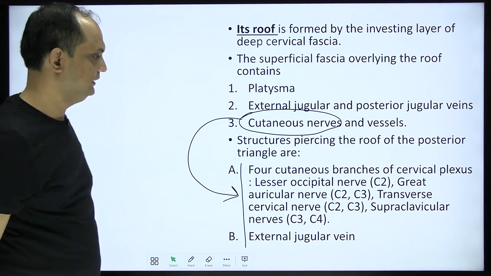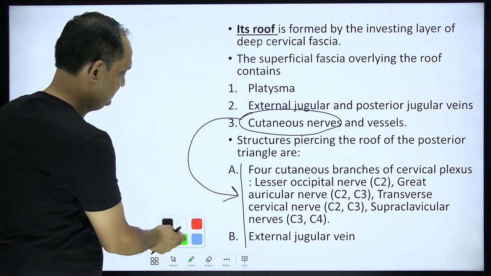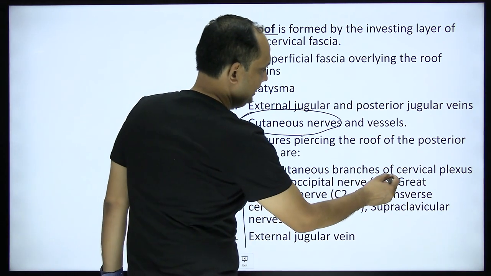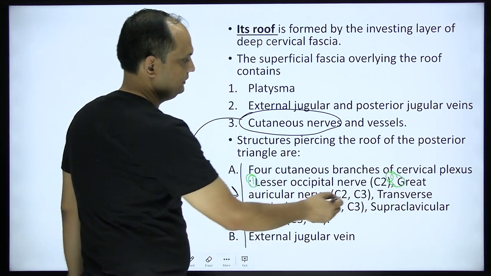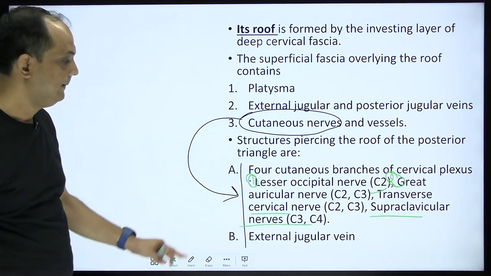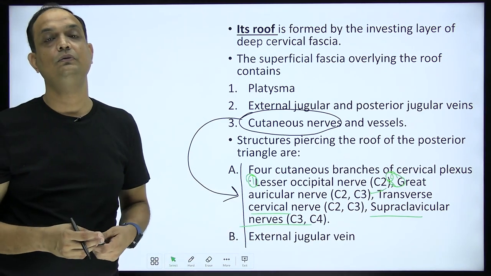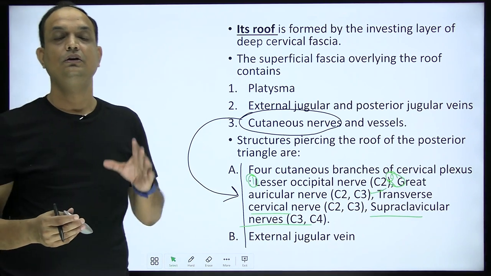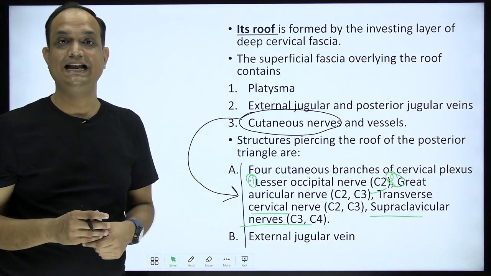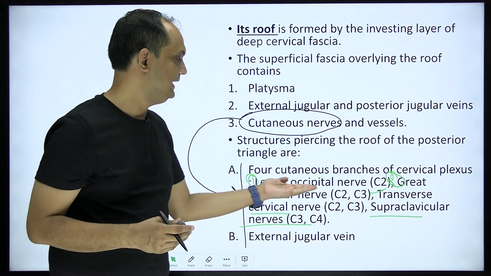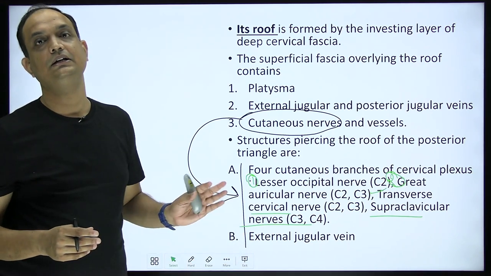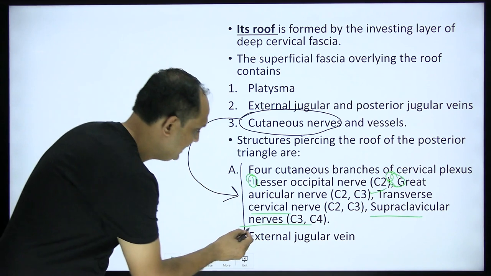तो कौन सी चार nerves हैं? Which are the four nerves? Those will pierce. Here the names are given. First is the lesser occipital nerve, greater occipital nerve, greater auricular nerve, transverse cervical nerve and supraclavicular nerves. ठीक है. ये जो nerves होती हैं, these nerves will pierce and come out in your subcutaneous space. ठीक है. So if you remember the class of the scalp, we also have some words like lesser occipital and great auricular nerve. So ये चारों nerves pierce करके कहाँ आ जाती है? Subcutaneous space में.